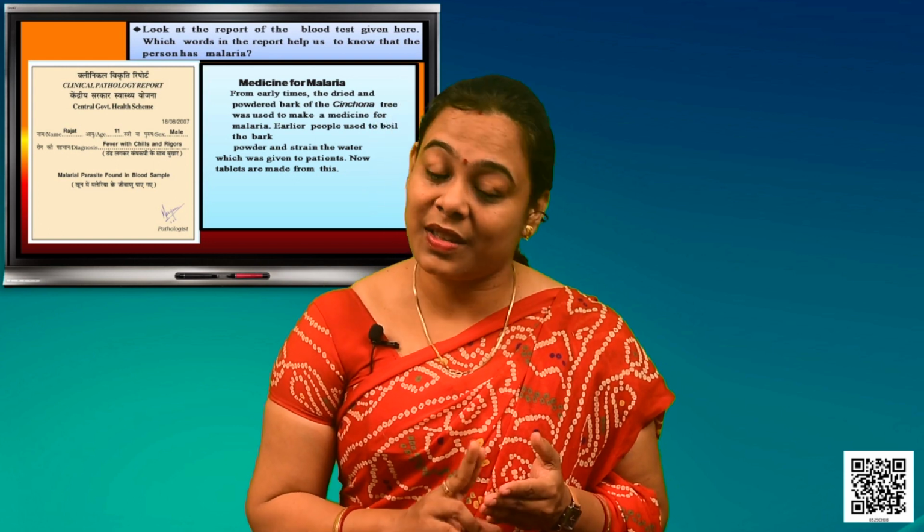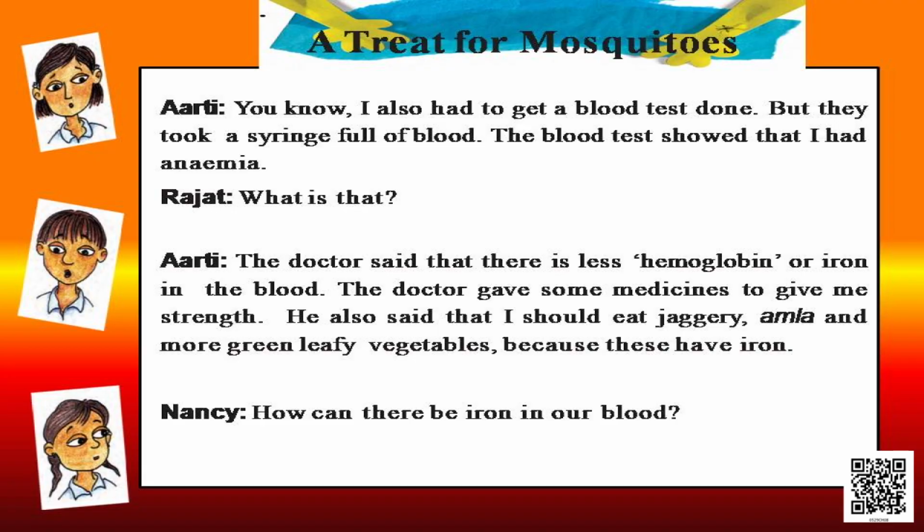Okay, so we got to know the symptoms of malaria. We got to know how malaria is caused. The carrier is the female Anopheles mosquito, and the medicine for malaria is quinine, and in the earlier times it was the cinchona tree. From the bark of the cinchona tree, the medicine was prepared and given to the patients who were suffering from malaria. So again the students are discussing something else.